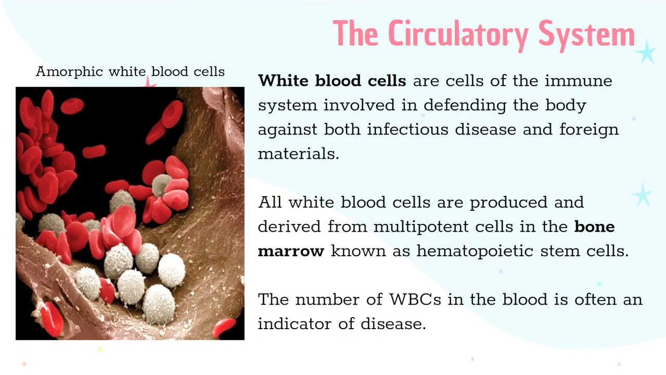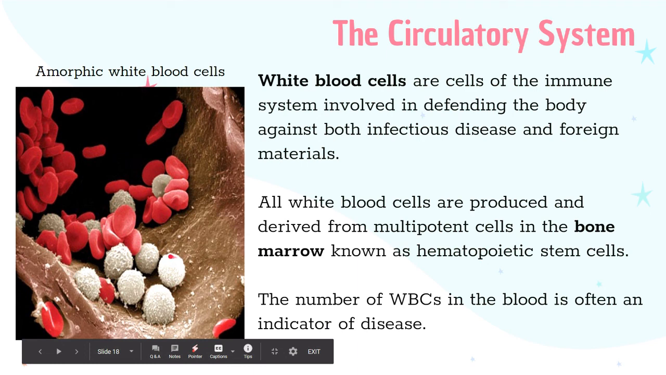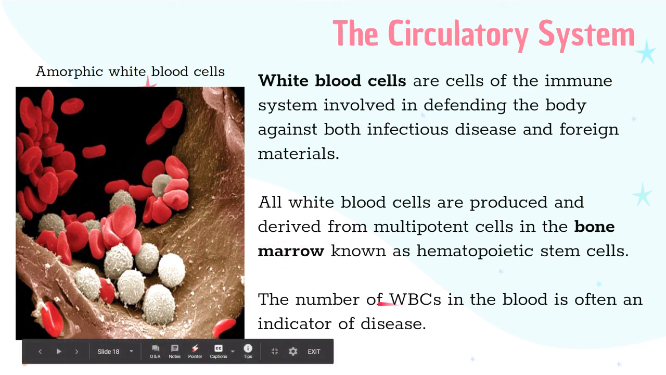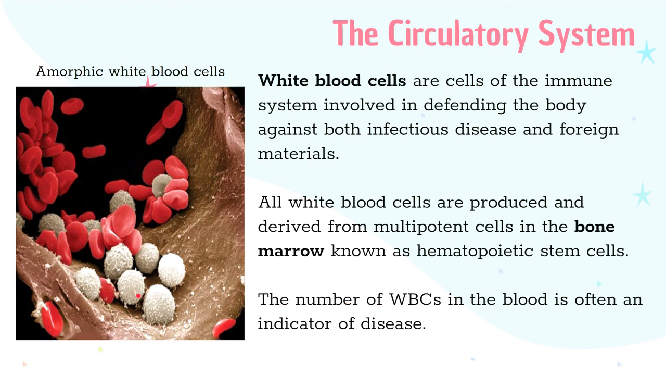So the next type of blood cells are your white blood cells. They are in charge of the immune system. Their task is to defend the body against infectious diseases and foreign materials. In this image, we see the white blood cells together with the red blood cells. The white blood cells are considered amorphic. It means that they can change their shape based on the situation or status of the body. They are also produced in the bone marrow, and the number of white blood cells in your body is often an indicator of disease.